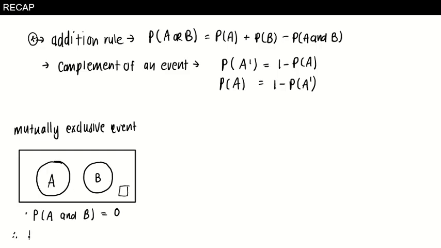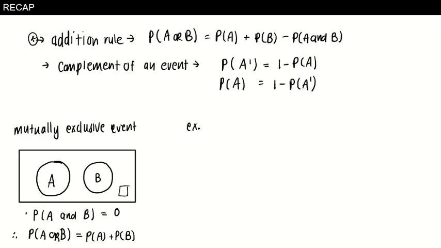So with that said, we can then learn from our addition rule that the probability of A or B, since there's no "and", is just the probability of A plus the probability of B. We're basically subtracting a 0 at the end, because there's no "and".